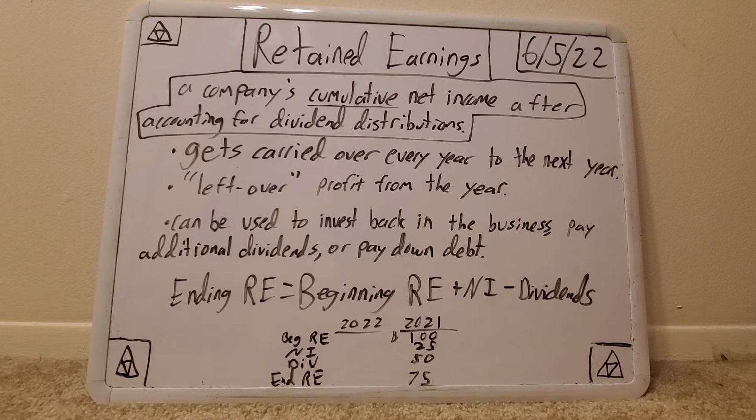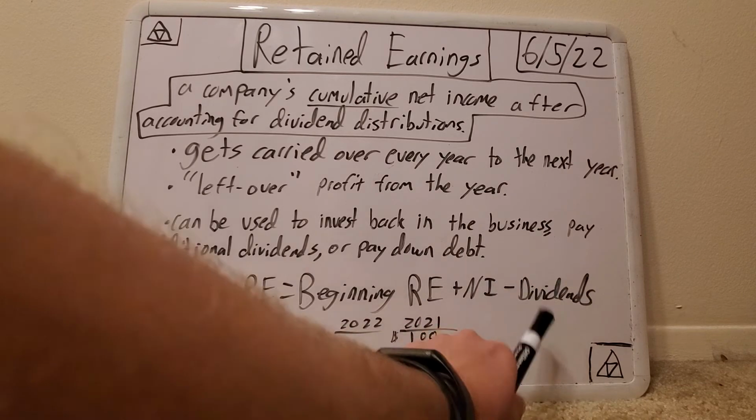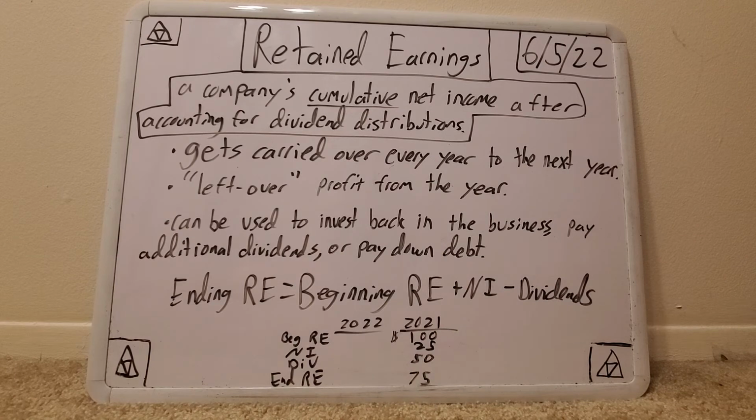And then just a very basic example of how this equation works, just using some numbers down here. So for 2021, let's say a company has beginning retained earnings of $100. So going through the equation, if they had net income for 2021 of $25, they would have $125, and then subtracting their dividends, if they had $50 in dividends that they distributed, we would subtract that 50. So then they would be left with $75 as their ending retained earnings for 2021.